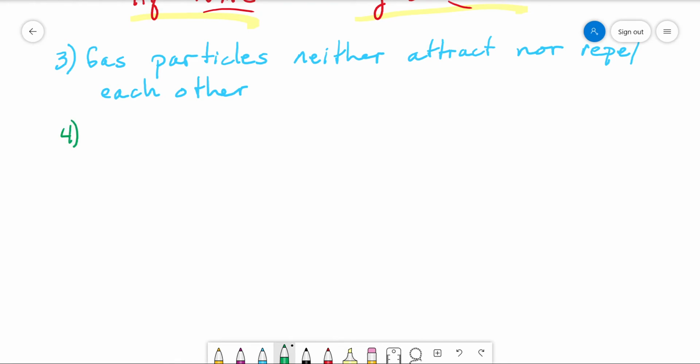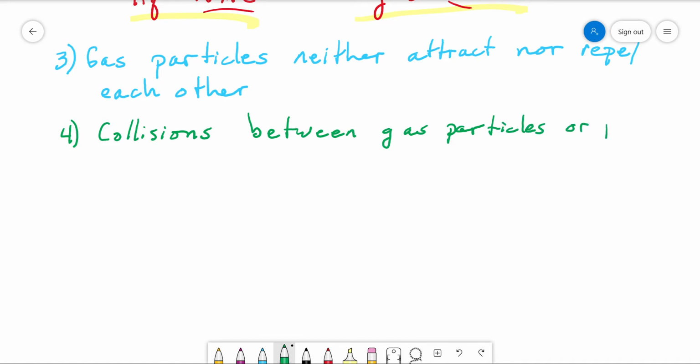All right, 4. Now this one's a bit long. Collisions between gas particles or particles and the vessel walls, so whatever is contained in a flask, a balloon, it doesn't matter, are elastic. What that means is the particles don't slow down when they collide.